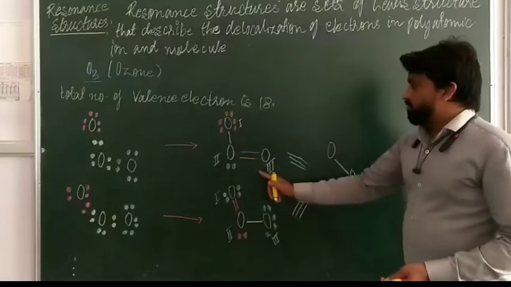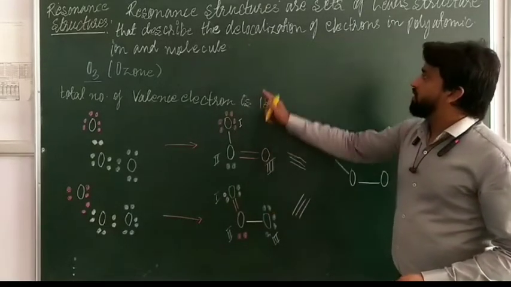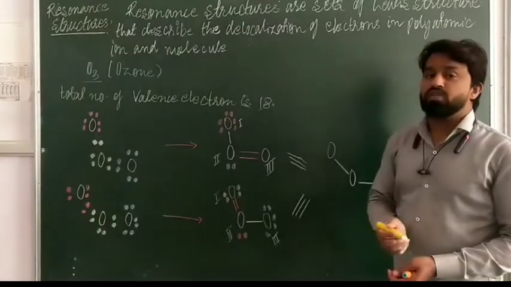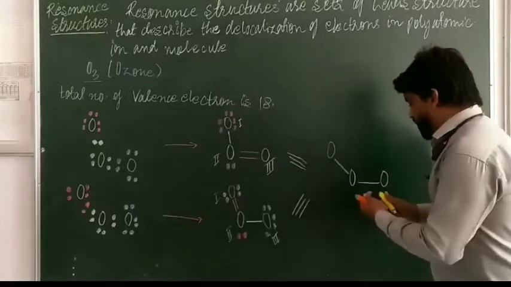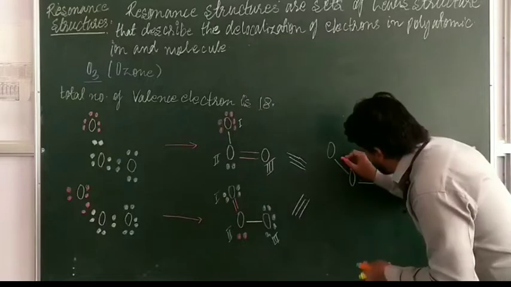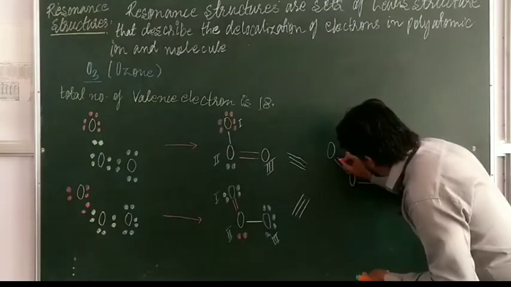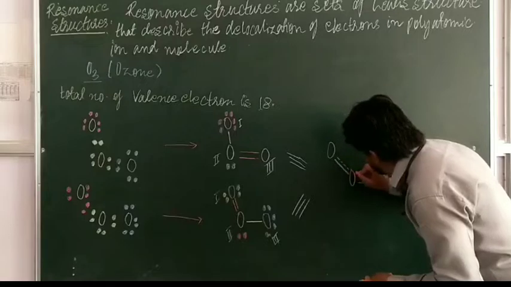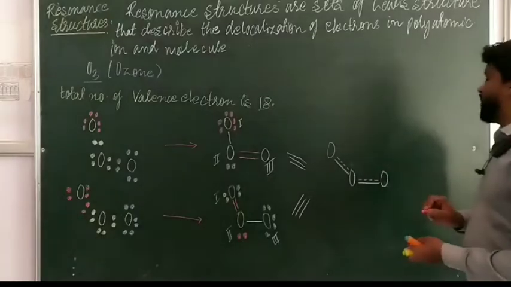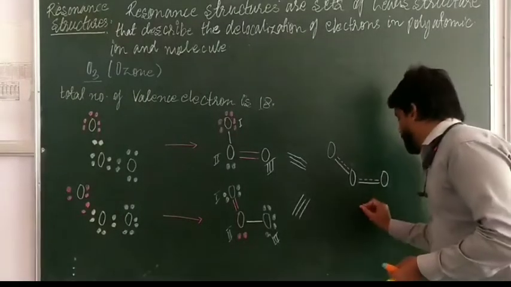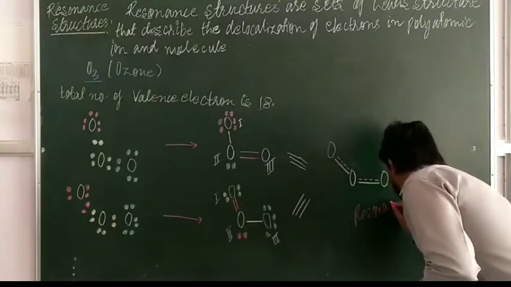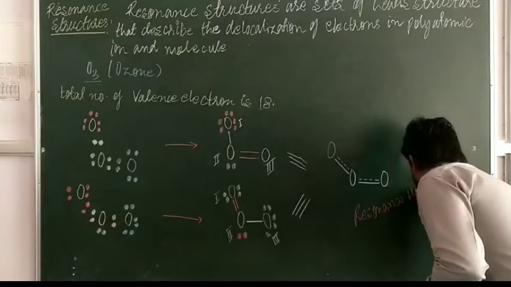So we may clearly observe here the delocalization of electrons in different sets of Lewis structures, which is also known as resonance structure. For the resonance structure, for the delocalization of electrons, we have to put a dashed line for the pi bond or electron delocalization. This is exactly the resonance hybrid.